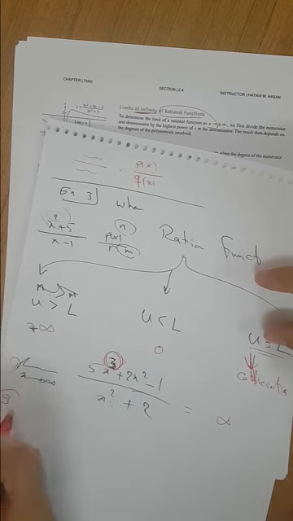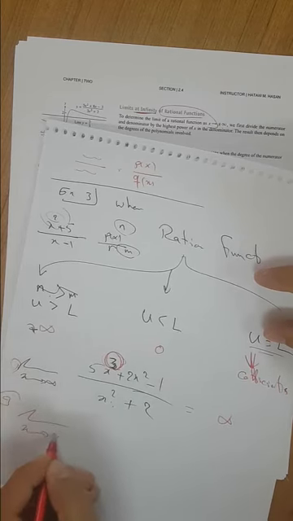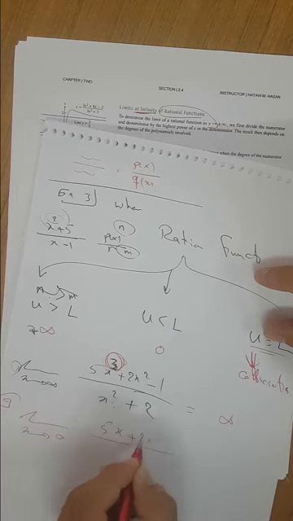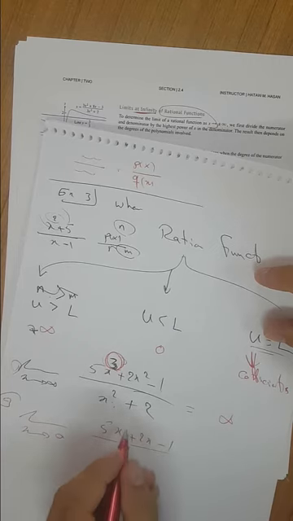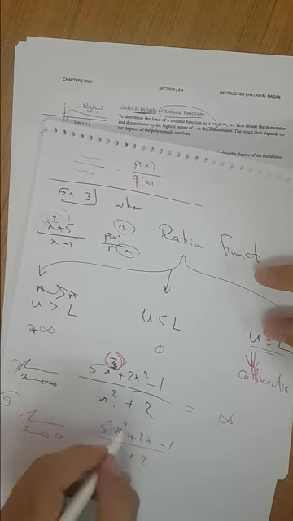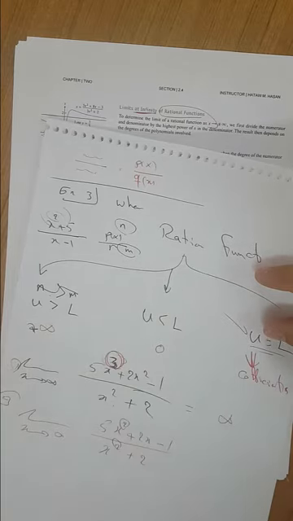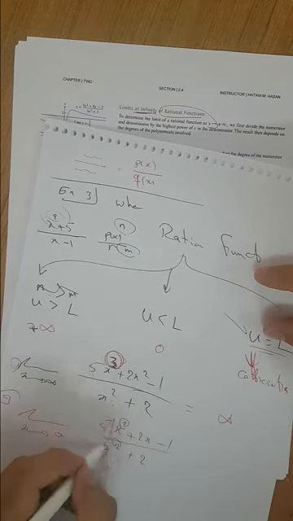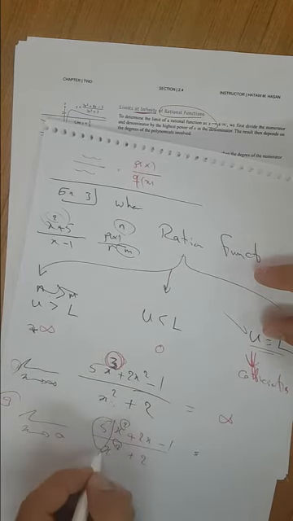For the next example, we have a similar one, 5x squared plus 2x minus 1 over x squared plus 2. In that case, the degrees are equal. So it is equal to what? 5 over 1.